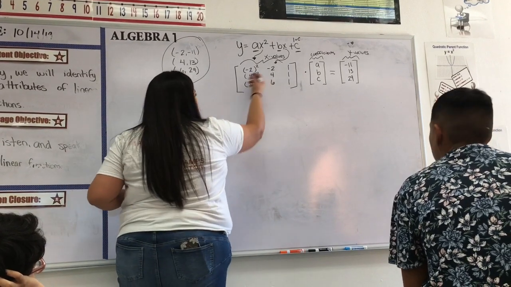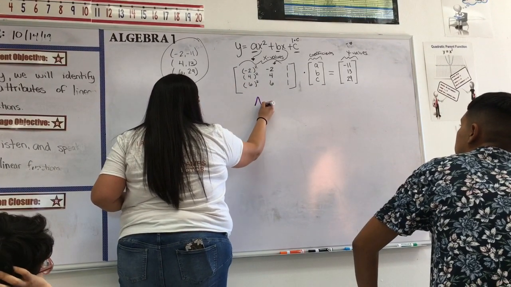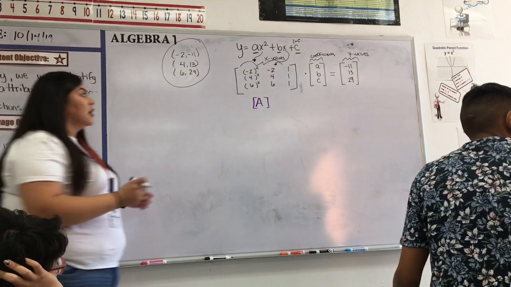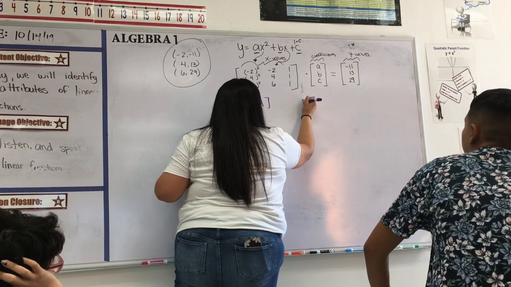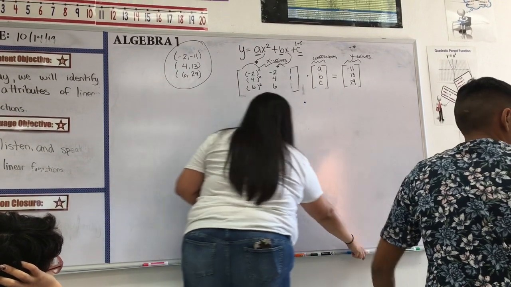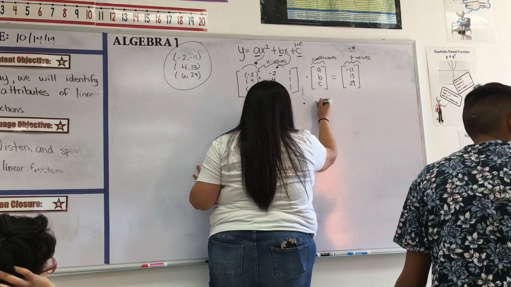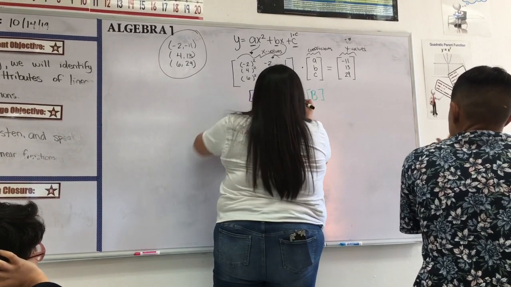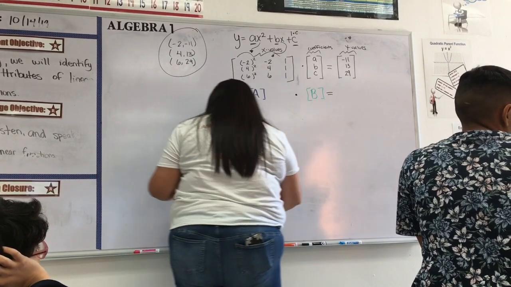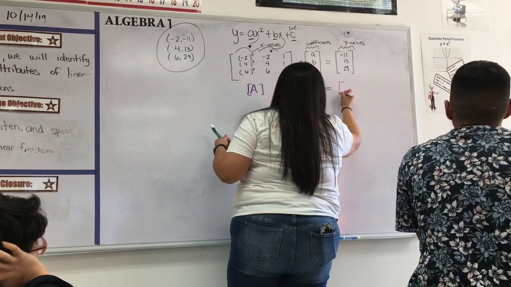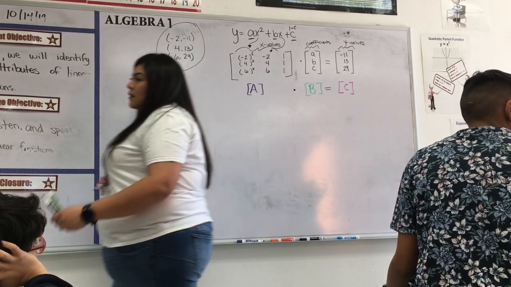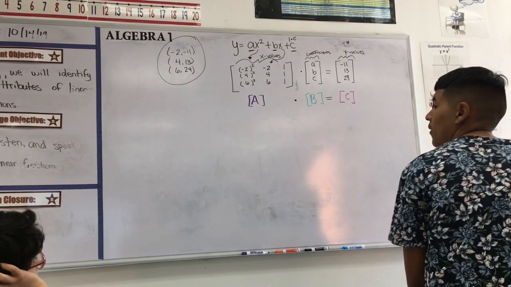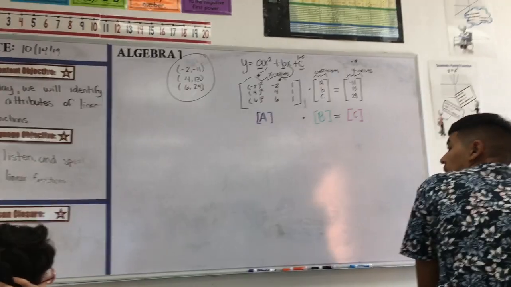I'm going to call this guy the matrix A. And I'll show you why I'm doing this in a second. And I'm going to call this guy the matrix B. And then I'm going to call that last guy the matrix C. I'm only doing it because mathematicians are lazy and I don't want to write those things over and over again. Are we all right?